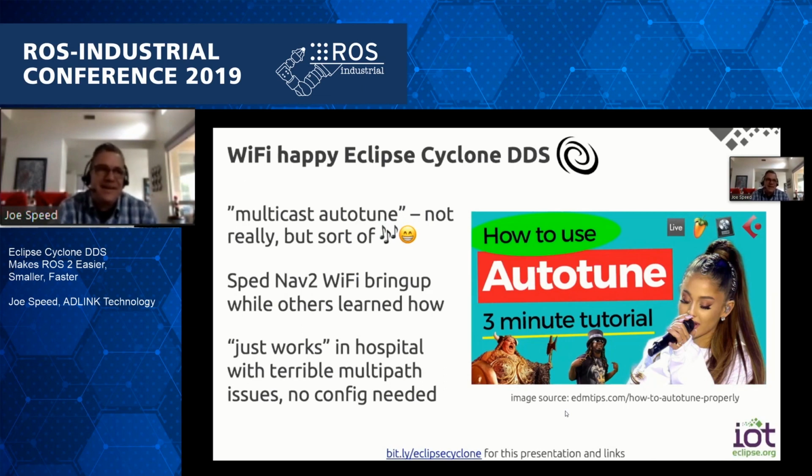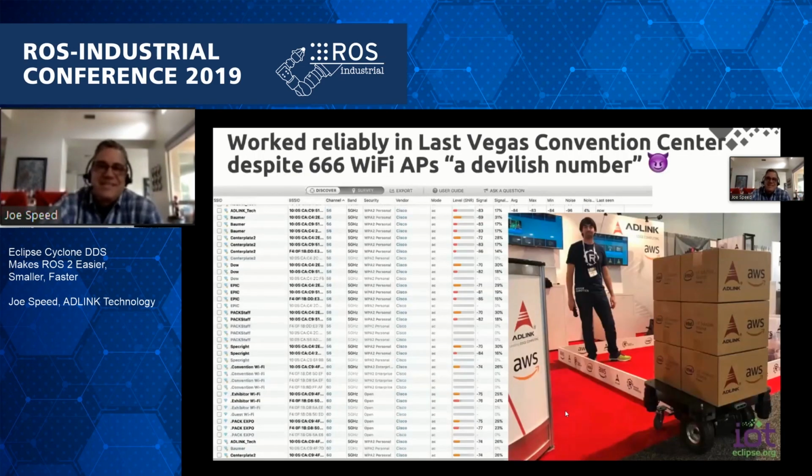It actually inspects the network interfaces to see if it is Wi-Fi, and if so, it makes some adjustments to the SPDP, the multicast settings for the discovery and messaging. And we found that this really sped the Nav2 Wi-Fi bring up while others learned how to implement such change. And there was a big hospital with terrible multipath issues, and when they dropped this in, it just worked with no configuration changes.